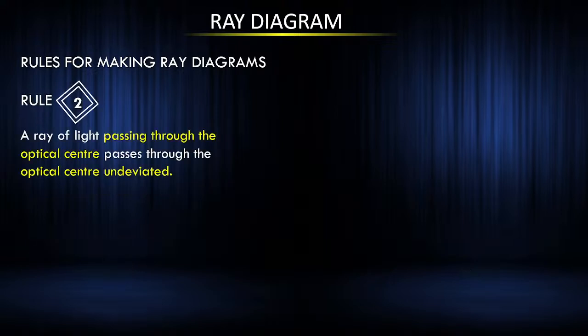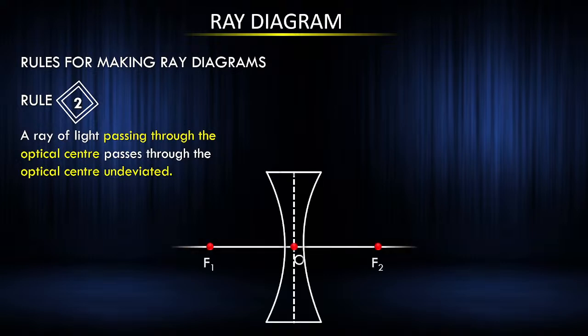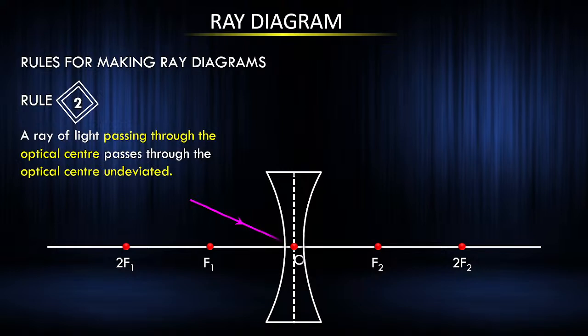Second rule, a ray of light passing through the optic center passes through undeviated. That means it goes straight. Look at this. Where is the optic center? This O is the optic center. So if the light is passing through this, it keeps traveling straight.